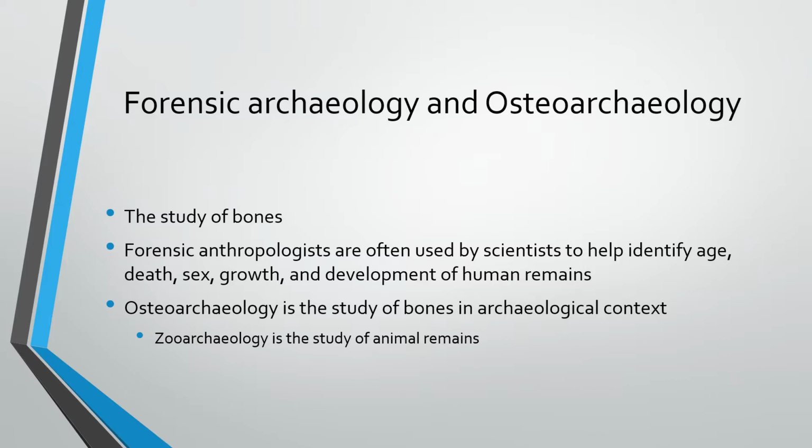And then the next one we have is forensic archaeology and osteoarchaeology. Essentially these two do differ in a sense, but they're essentially the same thing as they both look at the study of bones. So we have forensic anthropologists, often used by scientists to help determine age, death, sex, growth and development in human remains. They're specifically looking at human bones to determine those kinds of things.